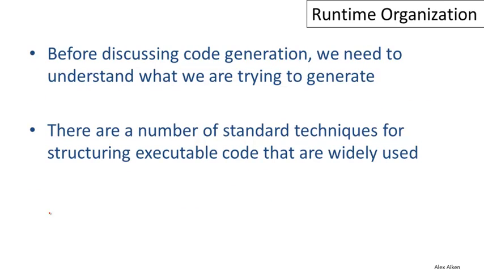And why is that? Well, because we need to understand what it is we're trying to generate before we can talk about how we generate it and have that make sense. So first we're going to talk about what the translated program looks like and how it's organized, and then we'll talk about code generation algorithms for actually producing those things. And this is a well understood area. At least there are some very standard techniques that are widely used, and those are the ones we're going to cover and encourage you to use in your project.